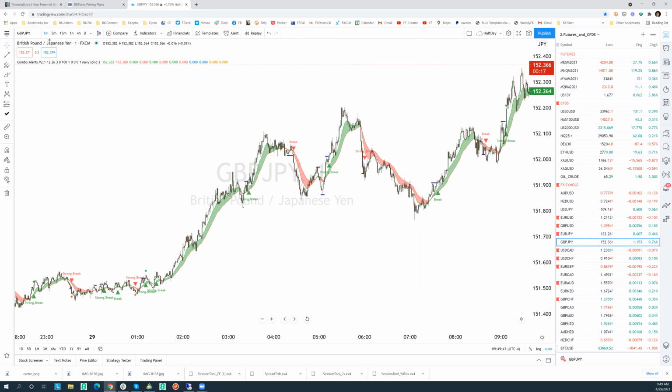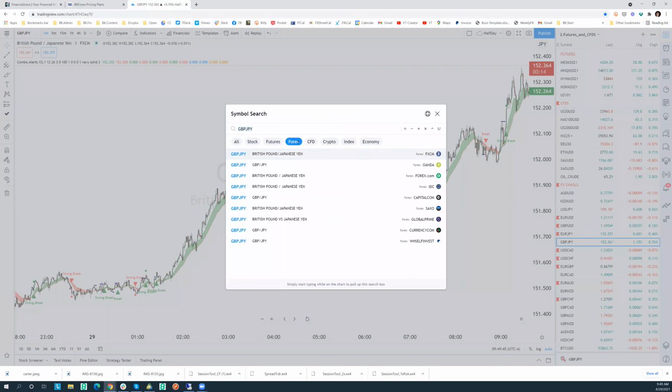CAD yen, you want me to take a look at CAD yen, Krasi? You might as well, since you're talking about it. Let's take a look at how that traded.